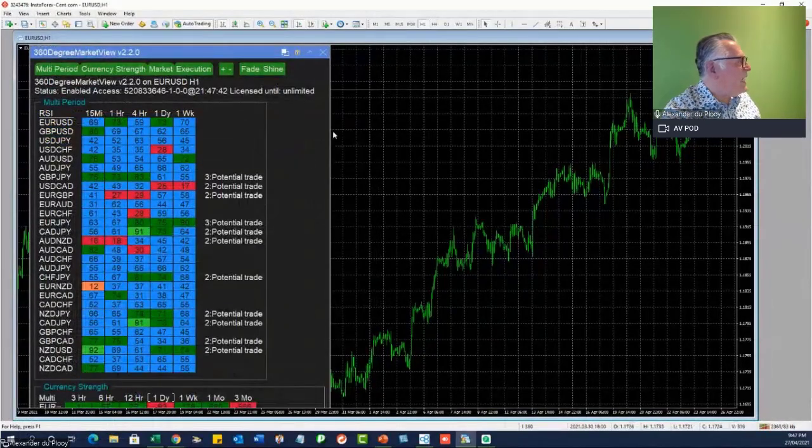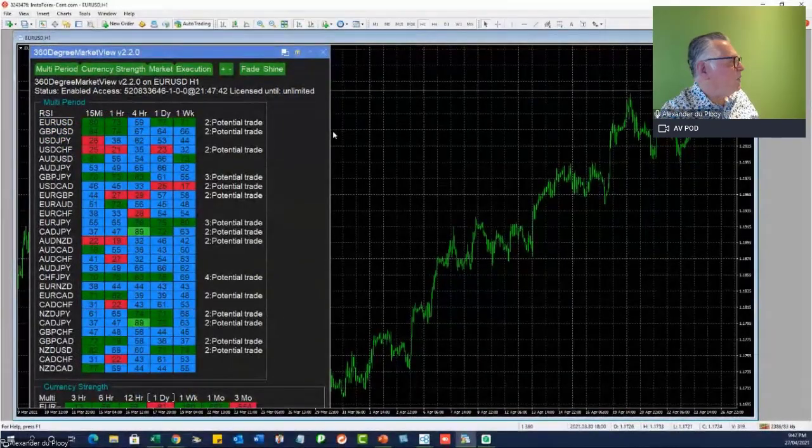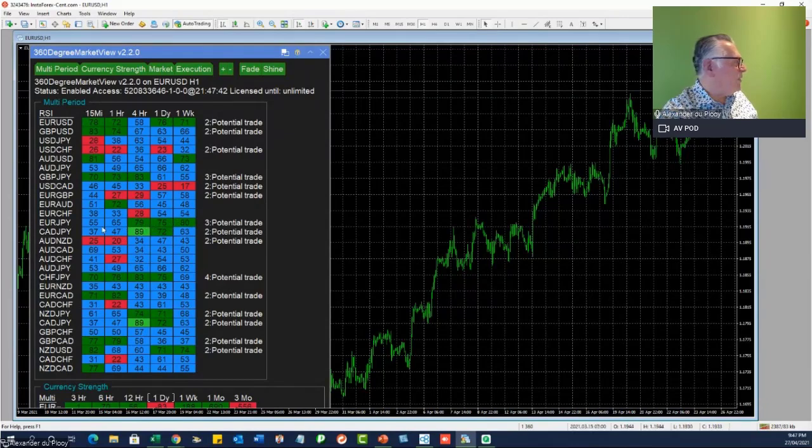And then basically what I'm looking for are highly overbought or highly oversold currencies on numerous time frames. So here, for instance, on the euro yen, there's three time frames that are overbought. Over here, we've got the pound yen. There's three time frames that are overbought there, and we've got a few other ones that have got high readings there. So those are the kind of currencies that I will look at, and I've already made a note to look at the euro.